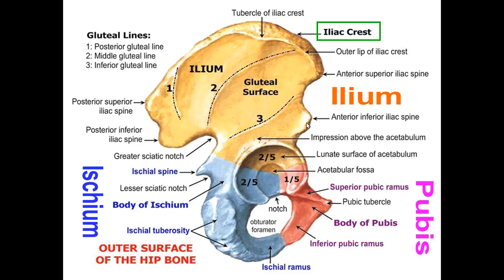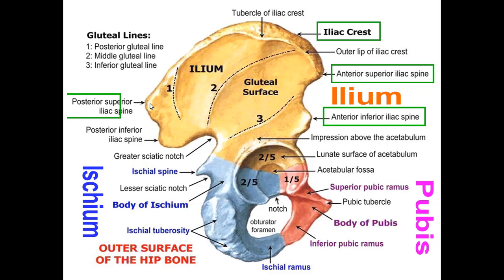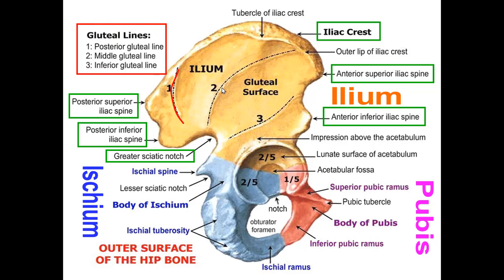The anterior border has anterior superior iliac spine and the anterior inferior iliac spine. The posterior border has posterior superior iliac spine and the posterior inferior iliac spine, and forms part of the greater sciatic notch. The gluteal surface or the outer surface has three gluteal lines: posterior gluteal line, middle gluteal line, and the inferior gluteal line.